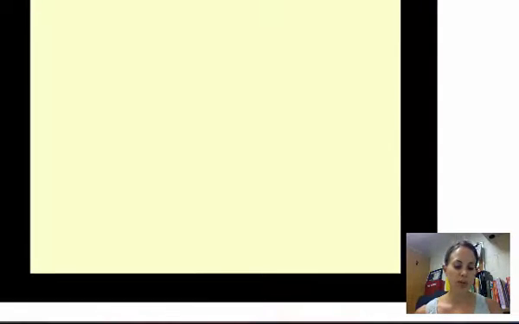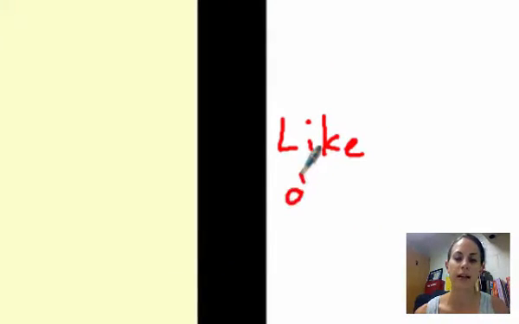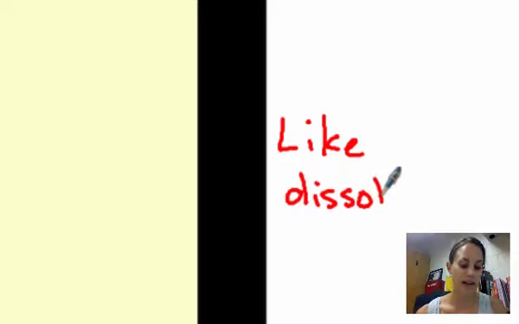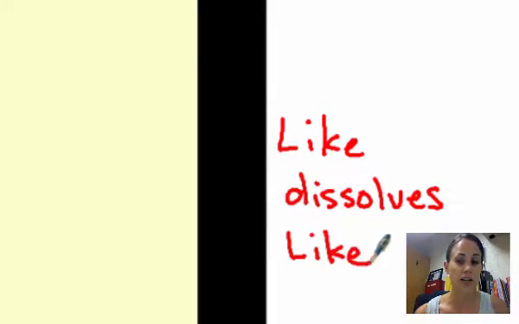Okay, so a lot of important concepts there. The water molecules, because of their partial positive and partial negative ends, were pulling away the positive ions and the negative ions in the salt crystal. That is what dissolving means. Opposite charges are attracted to each other, hence the phrase "like dissolves like." This is what we call dissolving.